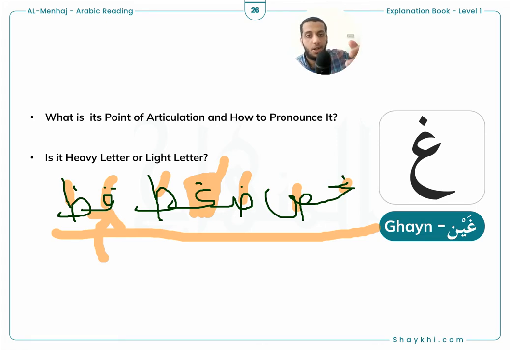So Ghayn, Fa, Qaf is the letter after the next letter. Okay? So Gha is the next letter.